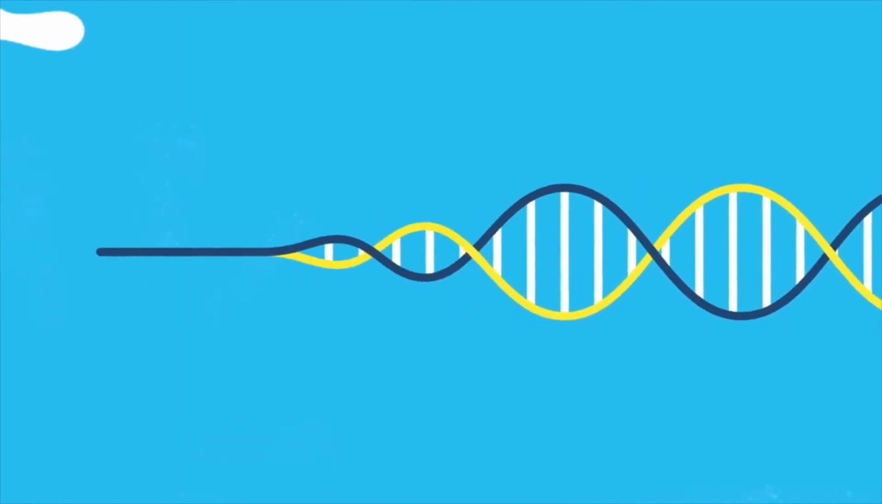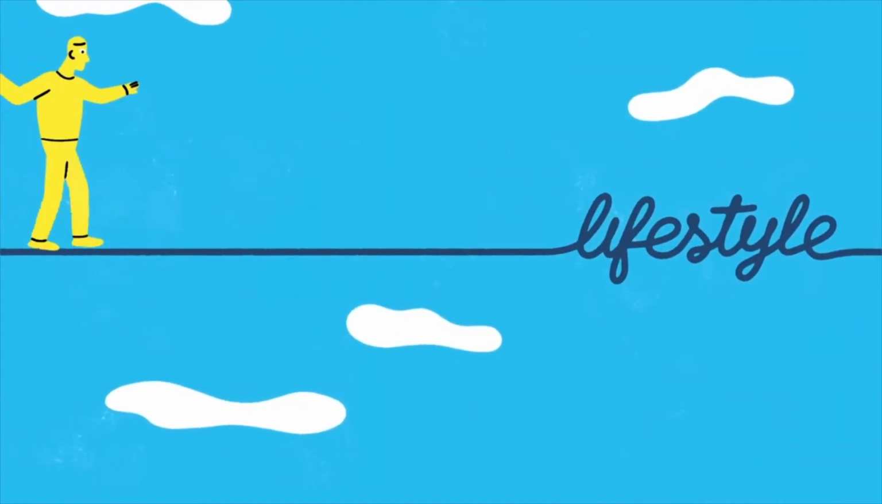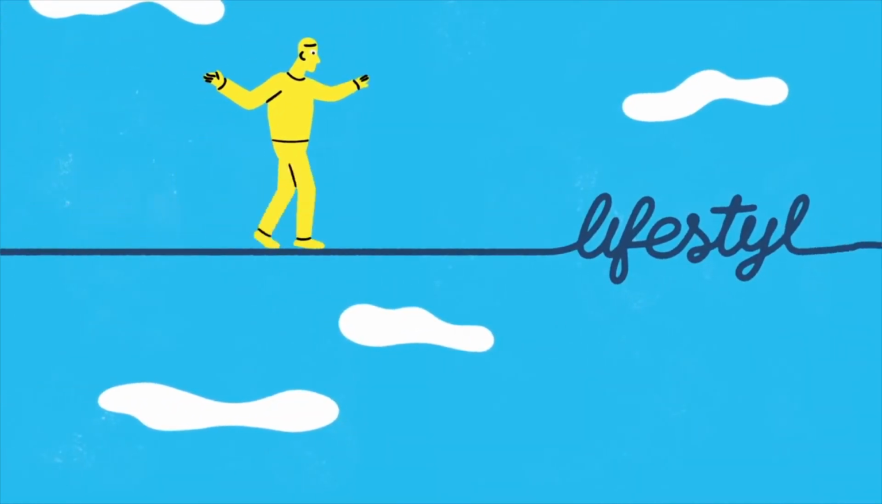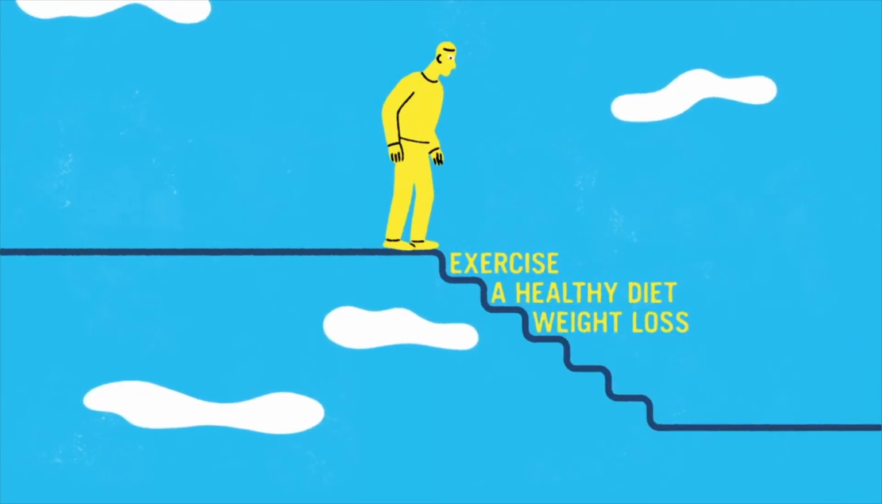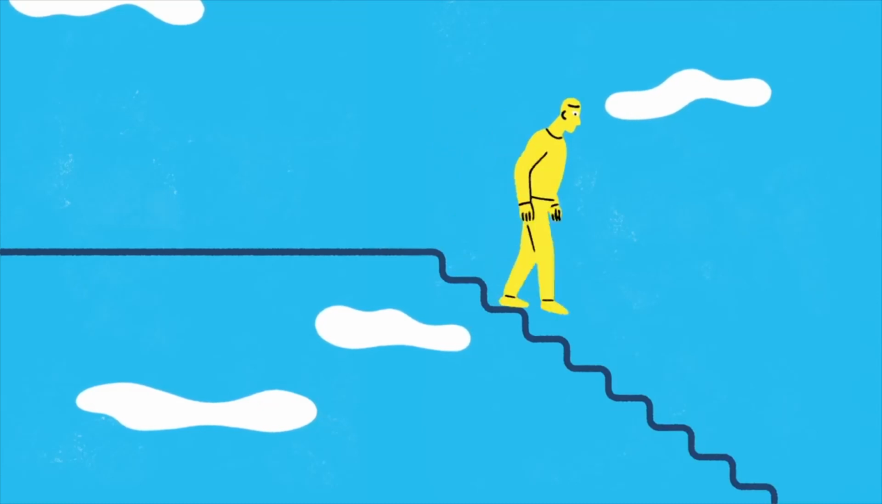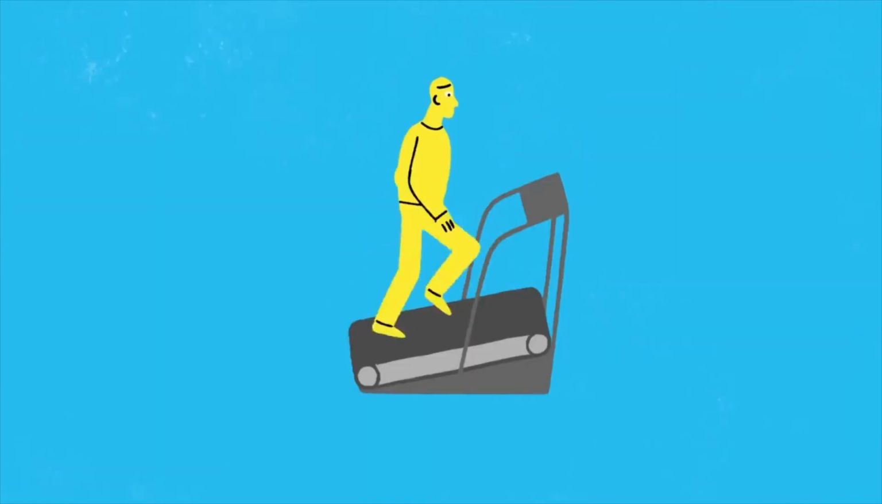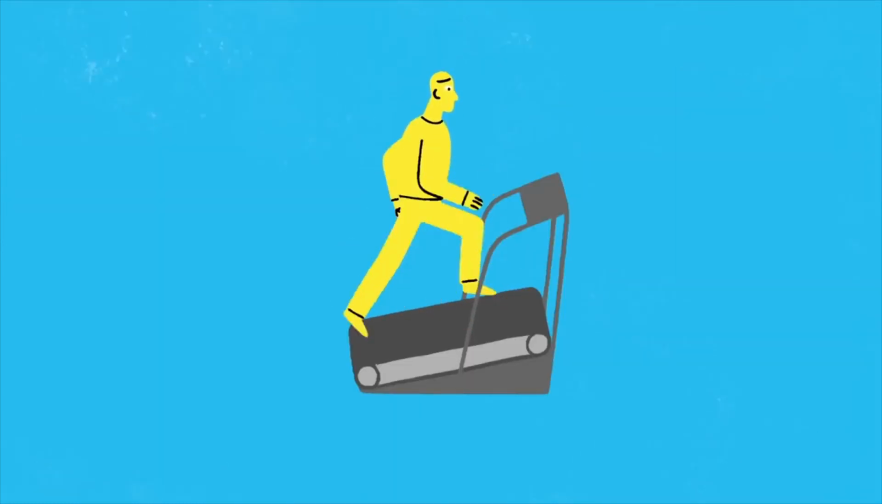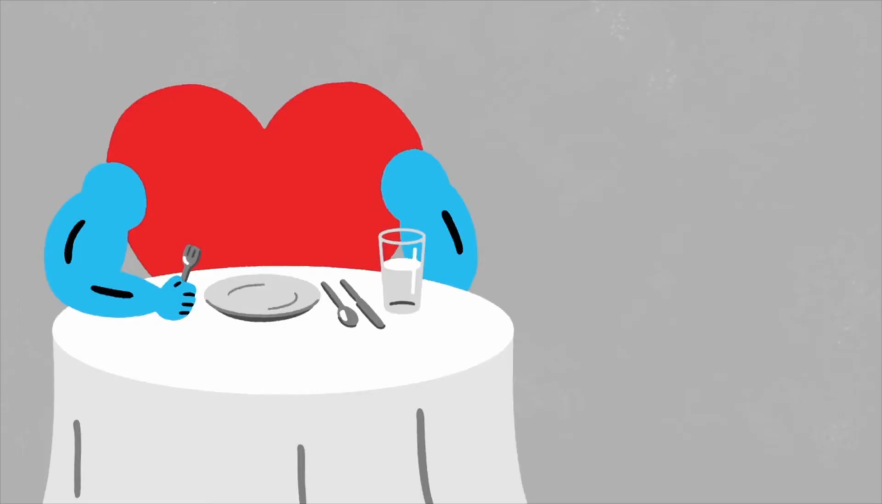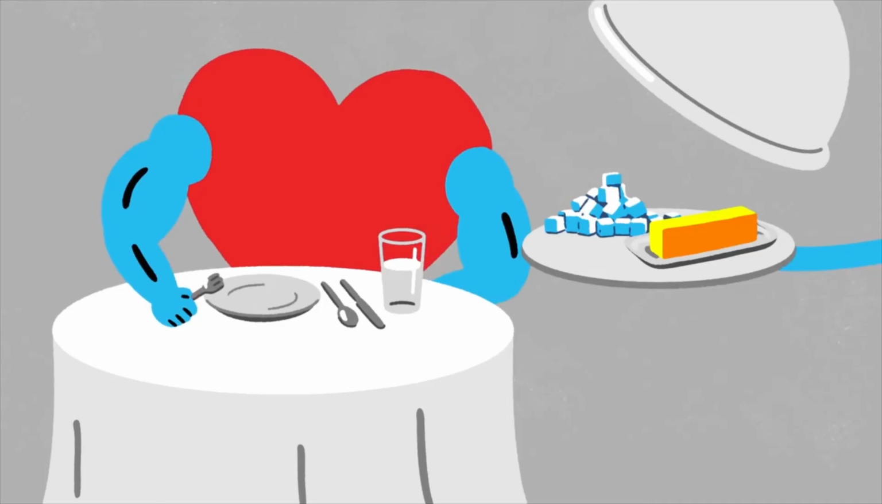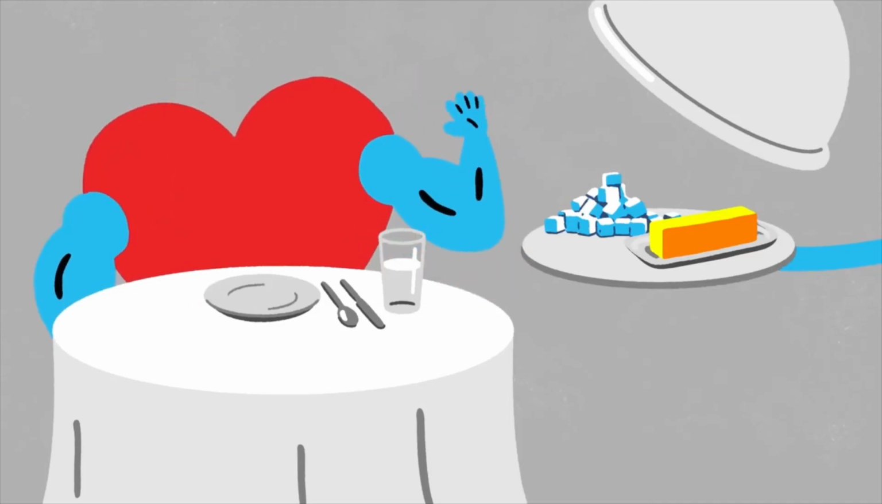Genetics and lifestyle factors both affect your risk, and the good news is that you can change your lifestyle. Exercise, a healthy diet, and weight loss all lower the risk of heart attacks, whether you've had one before or not. Doctors recommend exercising a few times a week, doing both aerobic activity and strength training. A heart-healthy diet is low in sugar and saturated fats, which are both linked to heart disease.